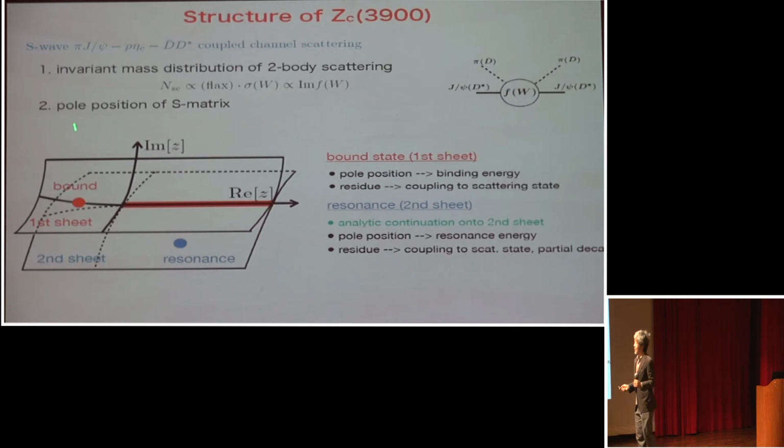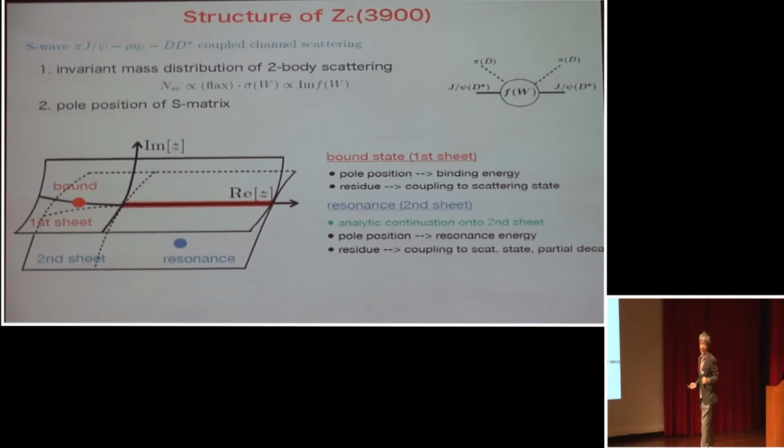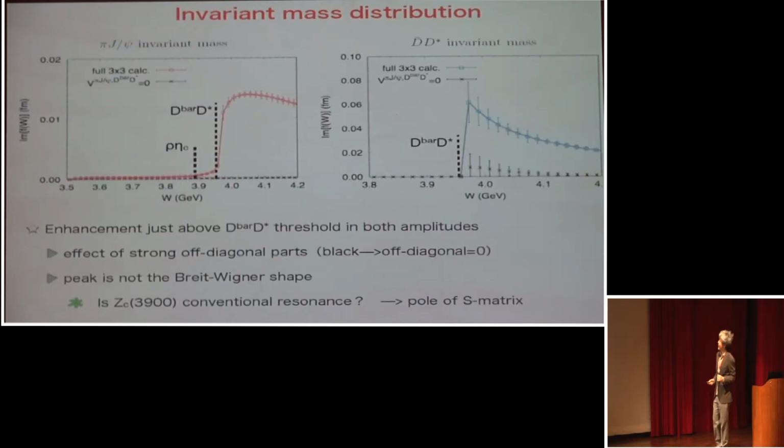And we can also calculate the S matrix, extend it in the complex plane, and search for the pole of the S matrix using our potential. If it's a resonance, it should appear on the second Riemann sheet like this. So first, let me show the result of the invariant mass distribution for pi J/psi and D bar D star. In both cases, some enhancement just above the D bar D star threshold is observed like this. And this large enhancement comes from the effect of the strong off-diagonal part of the potential.